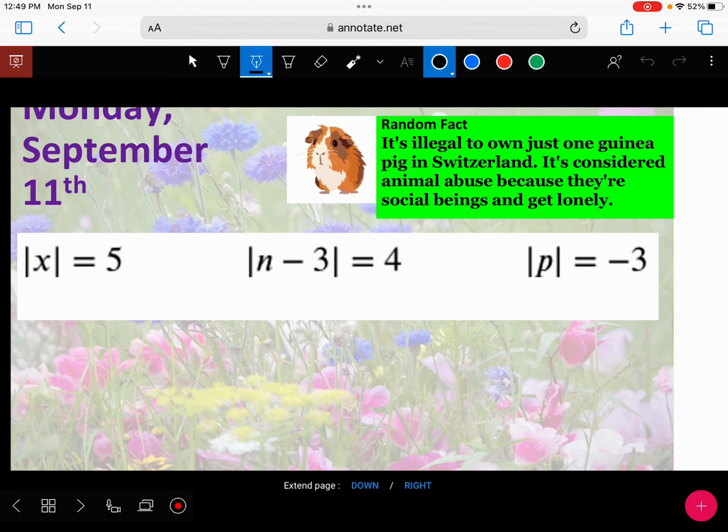All right, so for the first one, remember we start by isolating our absolute value. It's already isolated, so now we separate it. So x equals 5 and x equals -5. There's two solutions whenever we solve an absolute value.